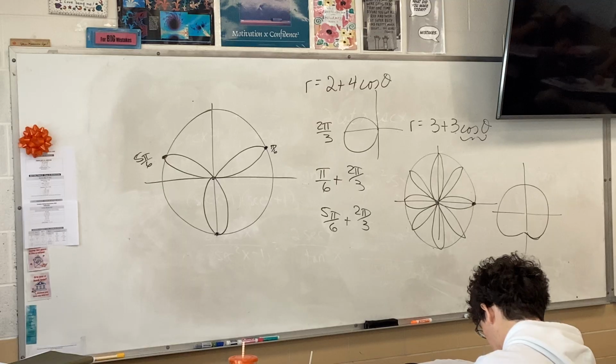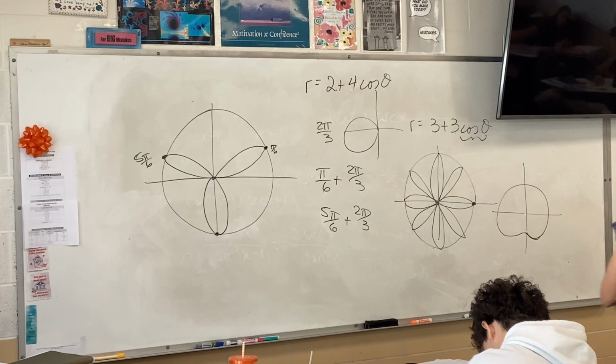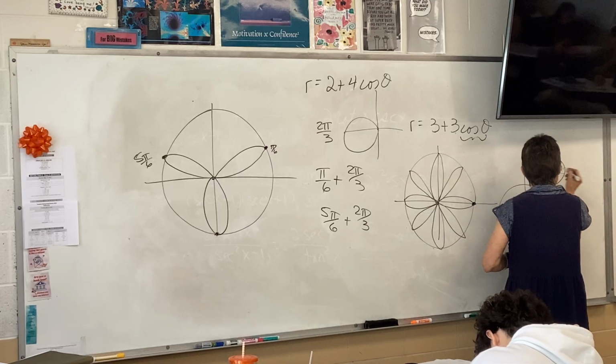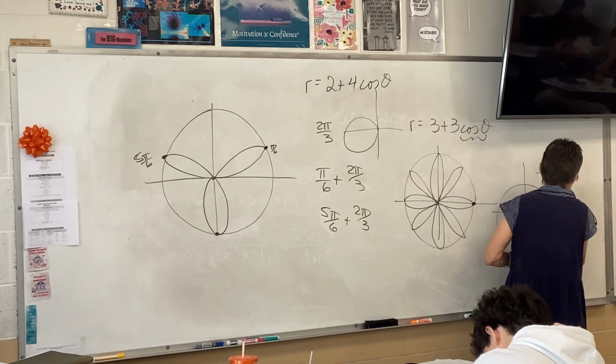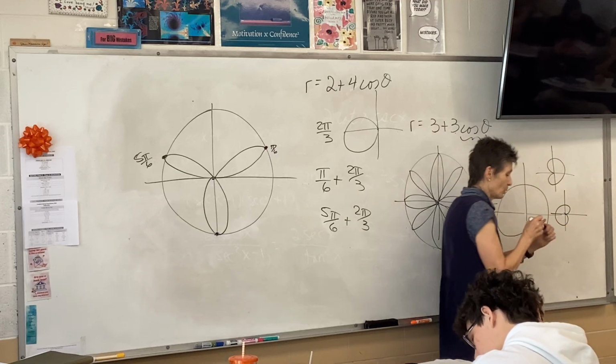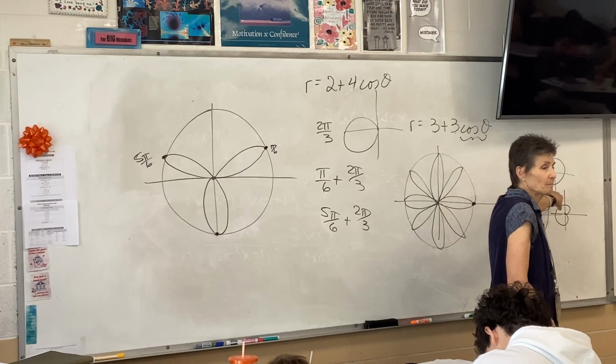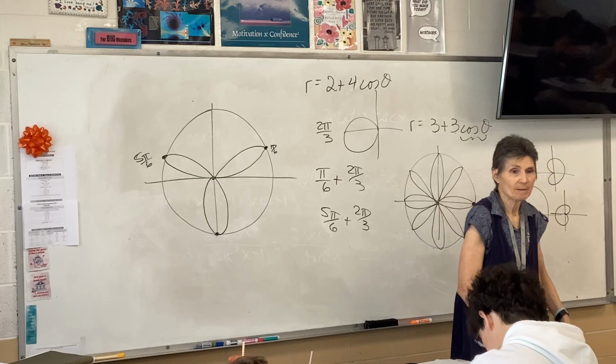Okay, so what did that one look like? Which way was it going? Was it a heart going like this way, or was it a heart going like this way? I know it's one or the other. Which one was it? I think it was this one, wasn't it? Yeah. Going that way?